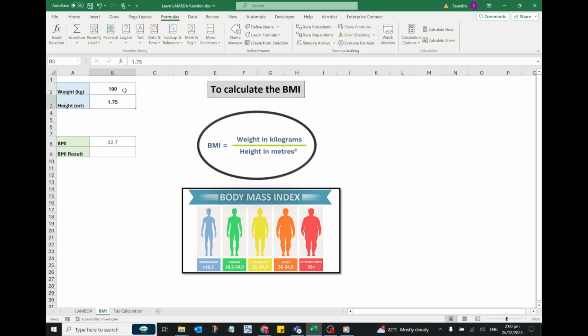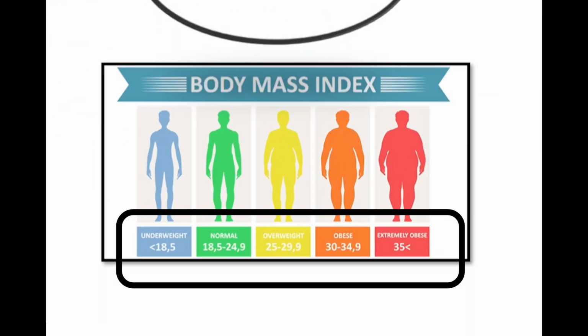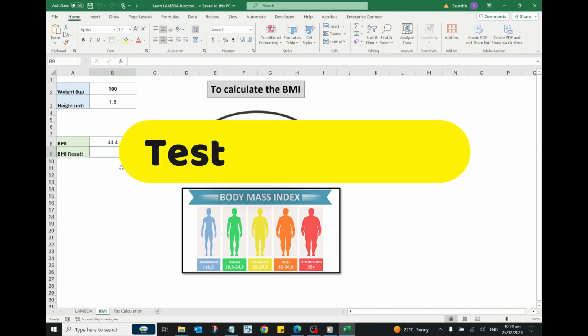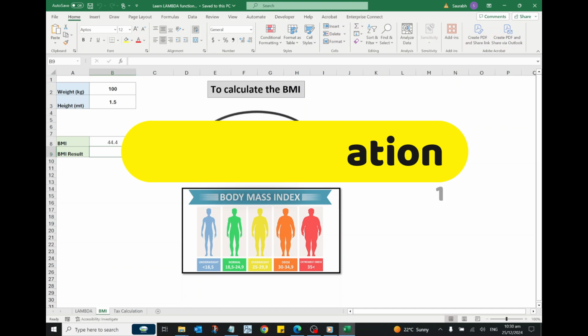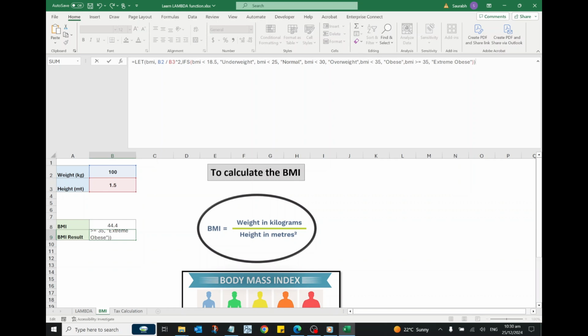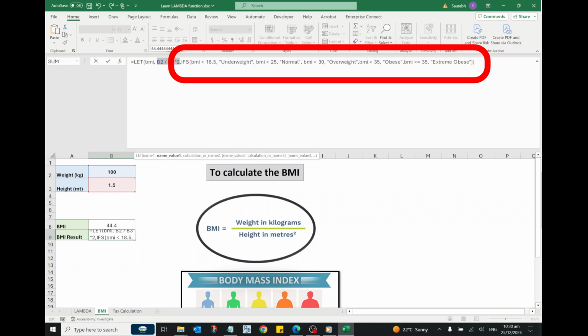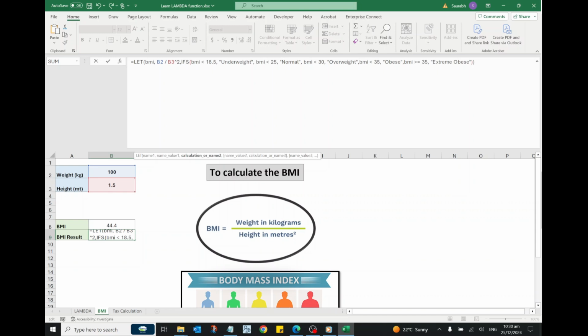Now change the weight or height and the function will show the corresponding BMI value. Similarly, we can show the BMI results like underweight, normal, overweight or obese, as shown in the picture. To create the calculation part, I have used a combination of LET and IF statements. In this formula, we have created a variable BMI and the value is given in the second parameter. In the third parameter, we have used an IF statement to show the BMI result based on the calculated BMI value.